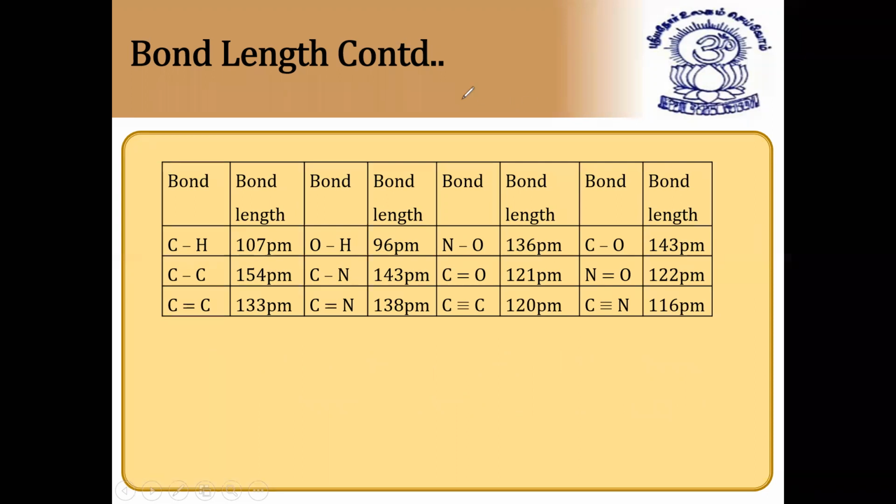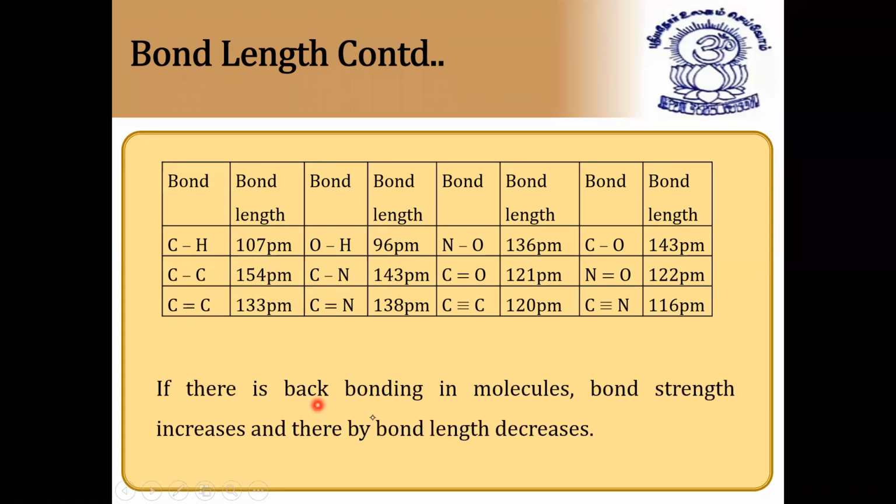Next. If there is back bonding, you will find back bonding in certain molecules like diboron, B2H6. B2H6 we have back bonding. We'll study that B2H6. So B2H6 is called diborane, where we have back bonding. In back bonding molecules, bond strength increases and thereby bond length decreases.